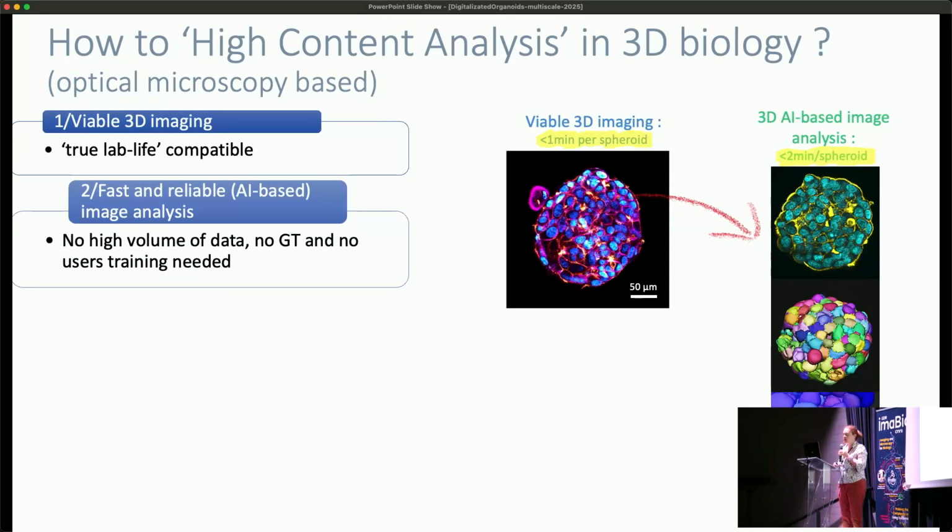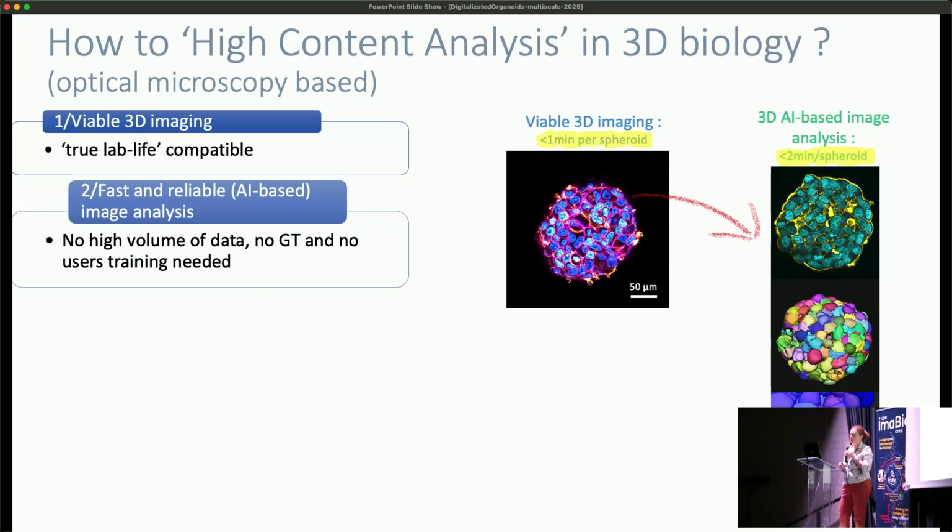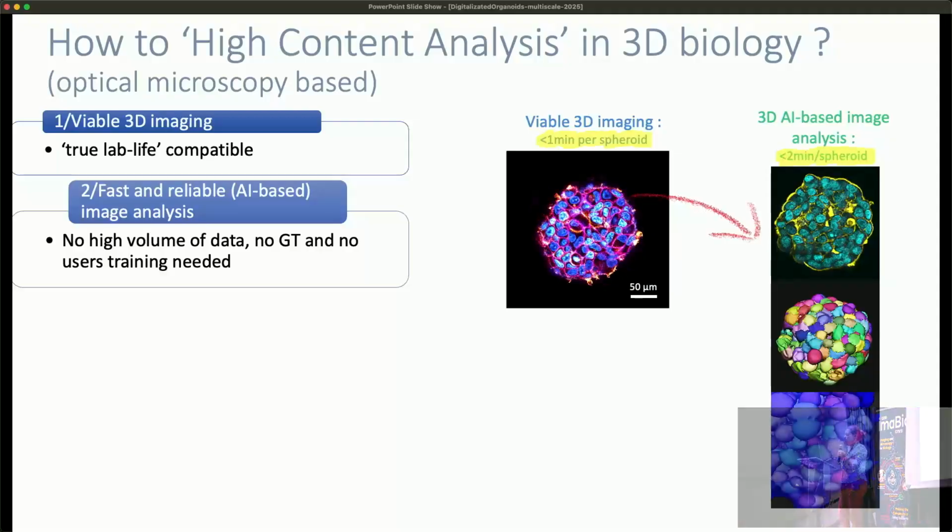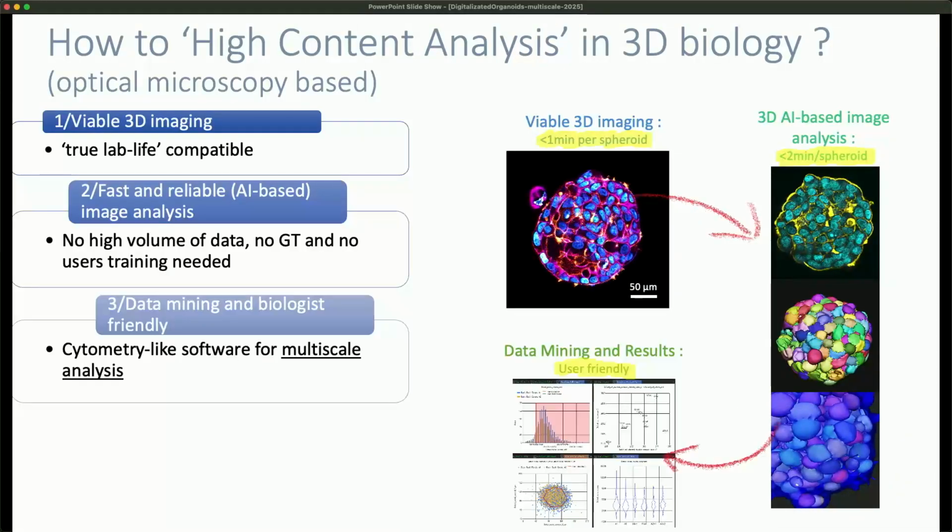Then after that, you want to link that to an image analysis process, AI-based or not, to generate your data and to have your segmentation. Once again, you don't want your algorithm to spend more than a couple of minutes per organoid to be able to segment all your objects of interest.